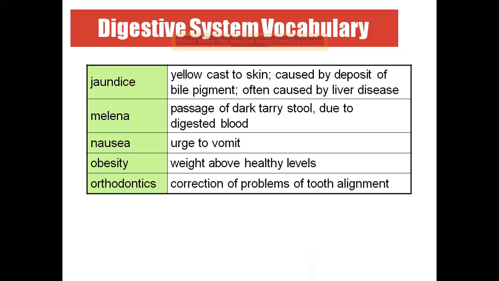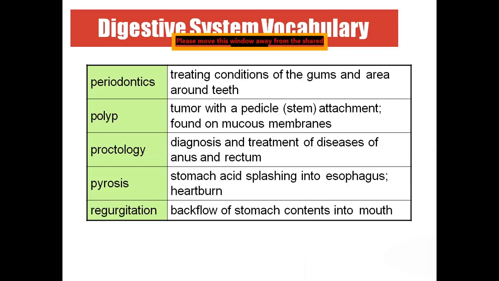Obesity. Weight above the healthy levels we call obesity, or more than the normal fat in the body. Orthodontics. The correction of problems with tooth alignment. Ortho means straight. Dontics means tooth. Periodontics. Treating conditions of the gums and the area around the tooth, meaning the nearby structures of the tooth that we are treating.